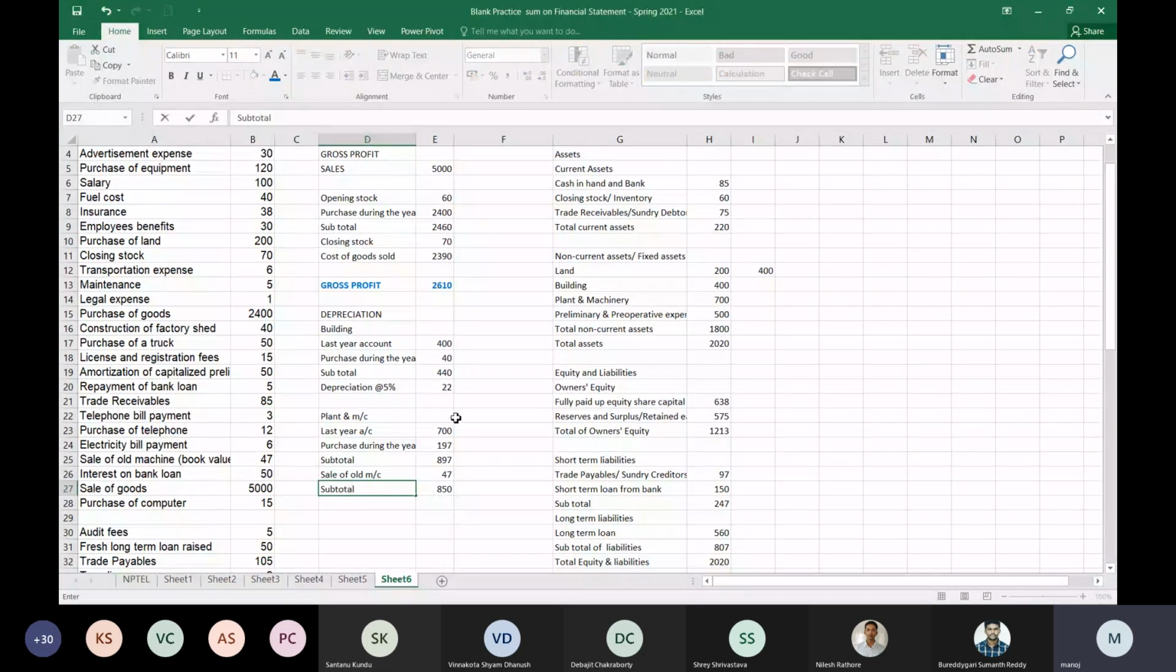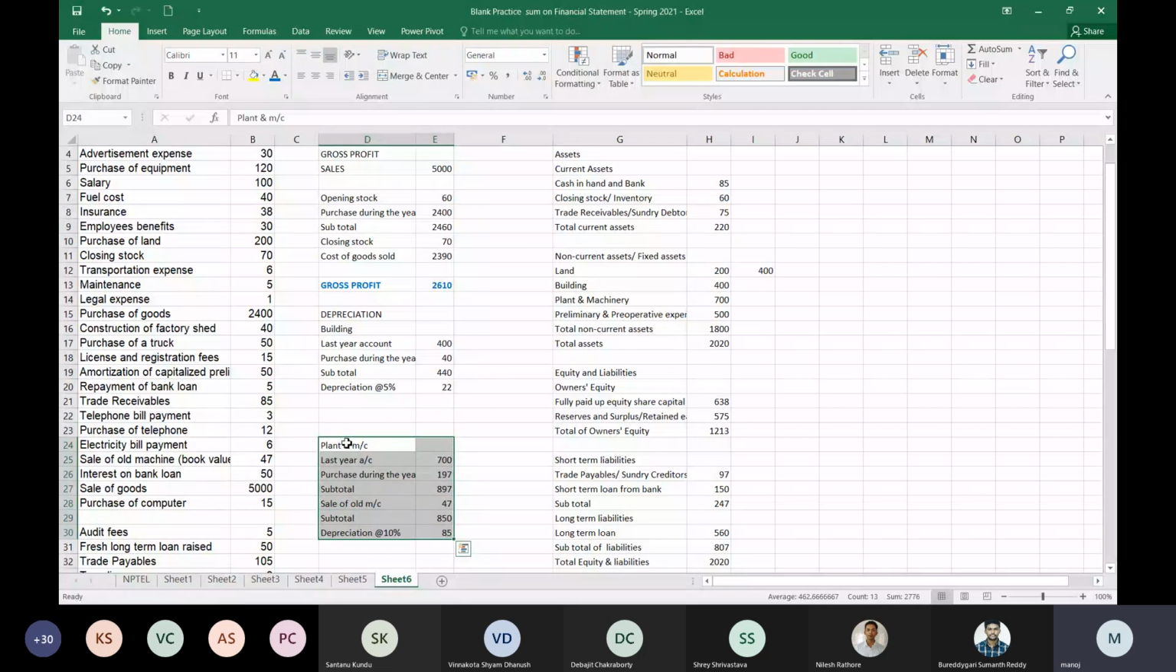Again subtotal. Now we estimate depreciation on this like this. Depreciation at the rate of 10%, normally 10% we take on a lump sum, is equal to this multiplied by 0.1, sorry, 0.1, is 85 rupees. So depreciation we got. Now, just a second. I made something in a hurry.